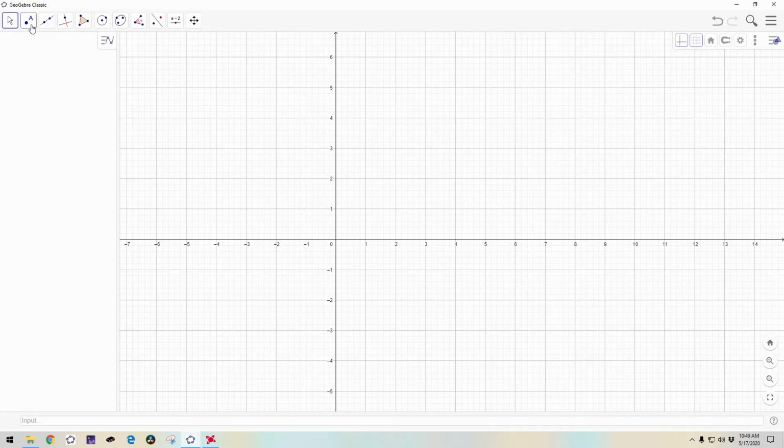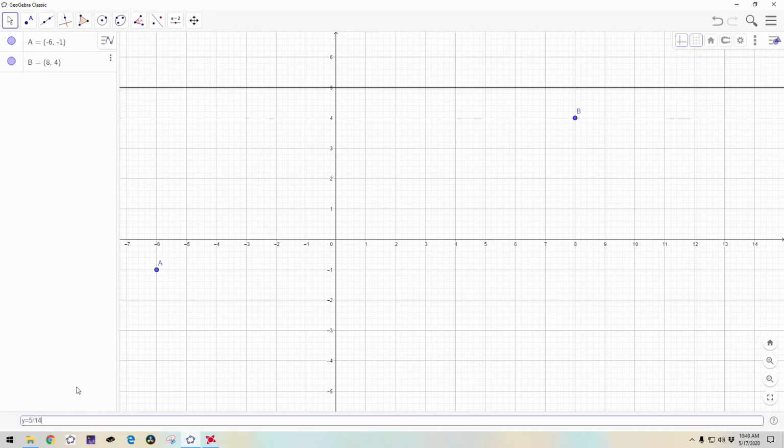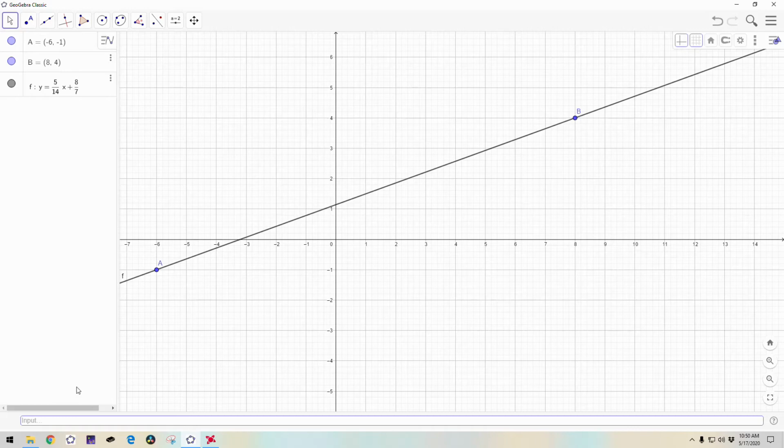Next we had the points -6, -1, and 8, 4. And then we claimed that it was the equation y equals 5/14 times x plus 8/7. Again, notice it's exactly what we were talking about. It's the line that goes through those 2 points. There's that equation.